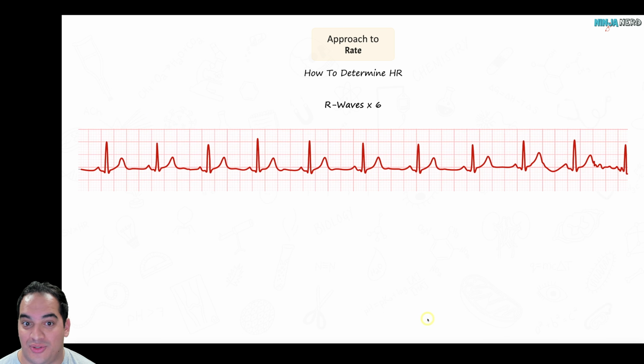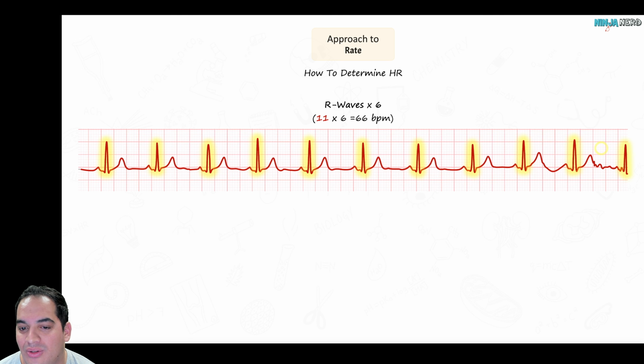When we do that, there's two different ways. I prefer the R-wave method. I find this to be very effective. And basically what you do is you count the number of R waves that are present in the rhythm strip. In this particular scenario, I count about 11. And then you multiply those number of R waves by 6. So it's 11 times 6, which is about 66 beats per minute. That right there will give me the patient's heart rate.